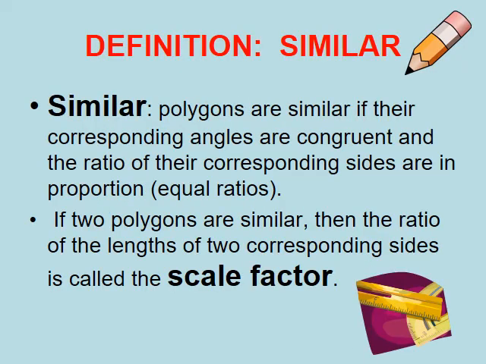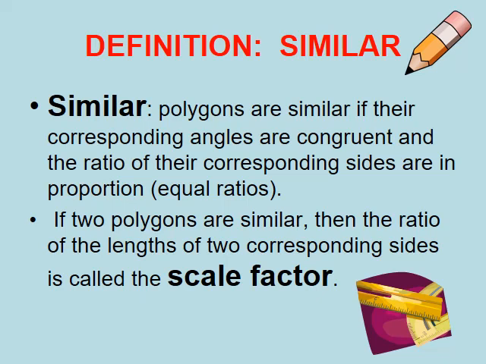So now's the time you want to grab out your pencil and write this definition in your notes. This is the definition of similar and what it means to be similar. Polygons are similar if their corresponding angles are congruent and the ratios of their corresponding sides are in proportion, or are in equal ratios. Remember, a proportion is an equation with two ratios equal to each other.